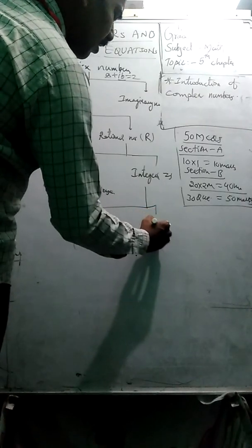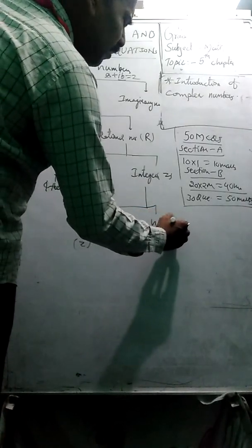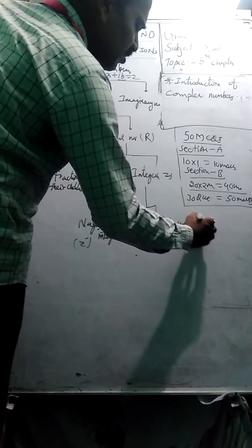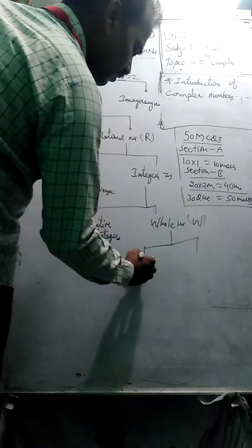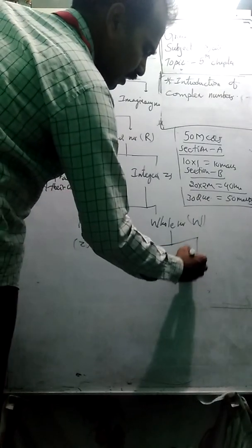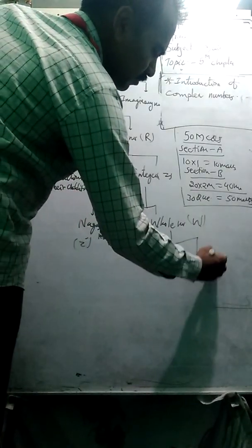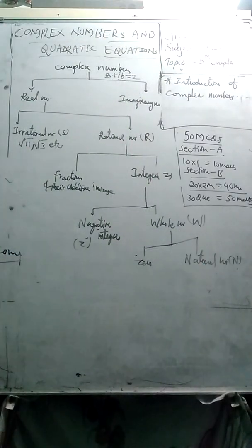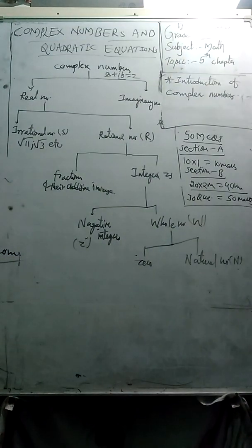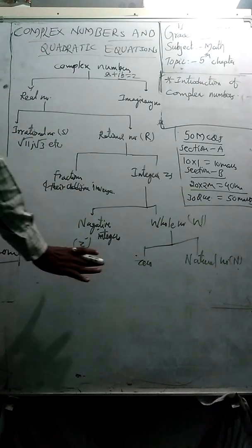Some people may have a doubt about positive integers. Whole numbers include the positive integers only, students. That is why. Again, whole numbers are divided into 0 and natural numbers. This is the overall flow chart about complex numbers, students.